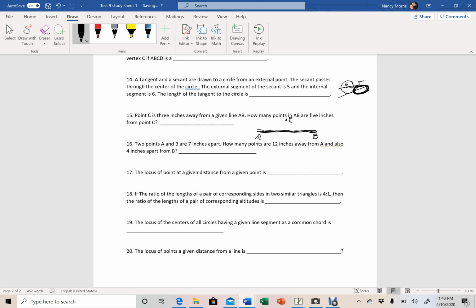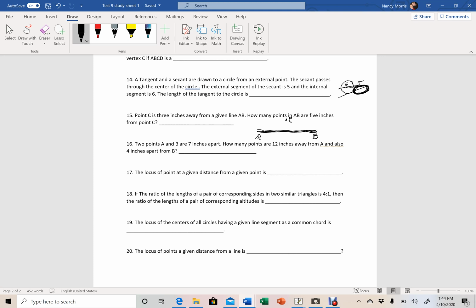Okay, number 16, 2 points A and B are 7 inches apart. How many points are 12 inches away from A and 4 inches apart from B? Okay, so again, you've got 2 points. They're 7 inches apart. How many points are 12 inches from A and also 4 inches apart from B? Okay, so remember, it has to meet both of these qualifications. It has to be 12 inches away from A and also 4 inches apart from B.